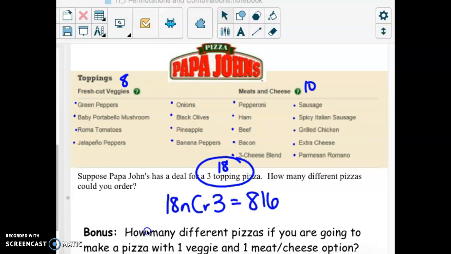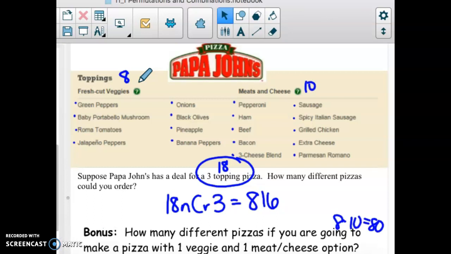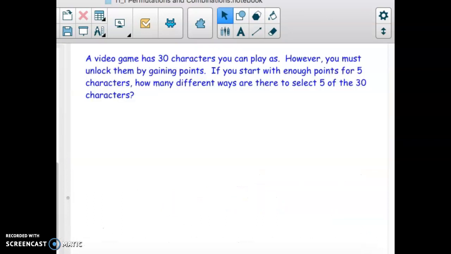Right? Bonus, if we want to make a pizza with 1 veggie and 1 meat option, we would have to multiply 2 things together. All right, we want to do 8 nCr 1 times 10 nCr 1. But fun fact, if you do 8 nCr 1, the combinations function, it's only 8, so it's like 8 times 10, right? 8 times 10 is 80. That you can use the multiplication counting principle for. Right? So just looking through some examples, figuring out if order matters or not.